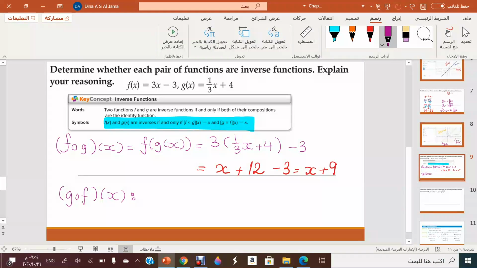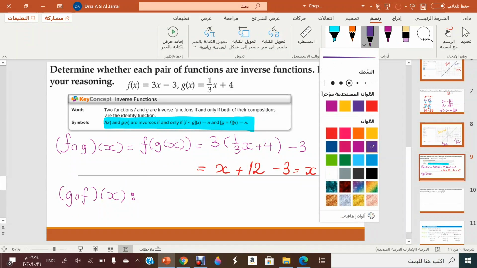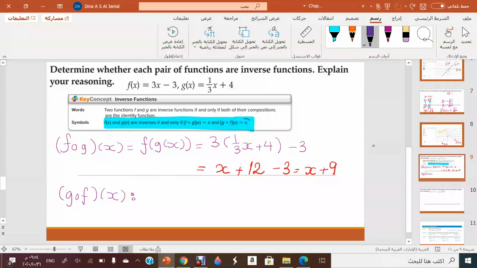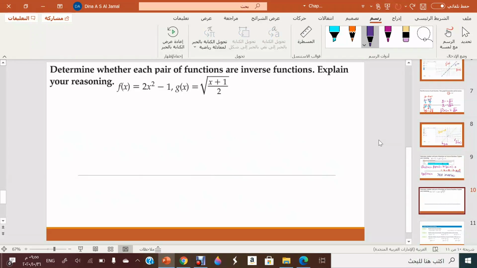From the beginning, did I get x? No, I got x plus 9. That means these pairs are not inverses of each other, and you can stop here. Now let's go to the other question. Again, the same way. You need to find f of g of x.